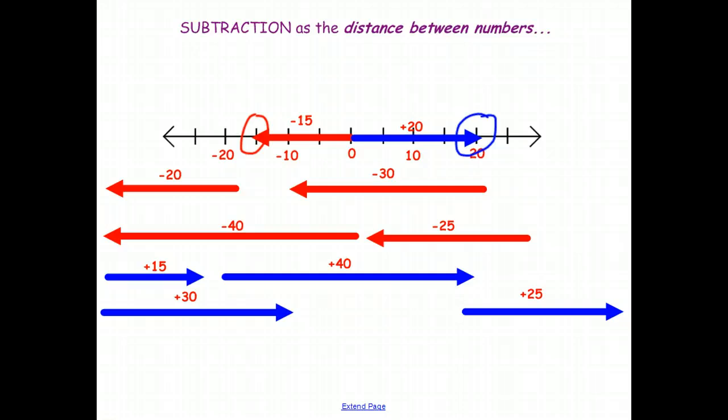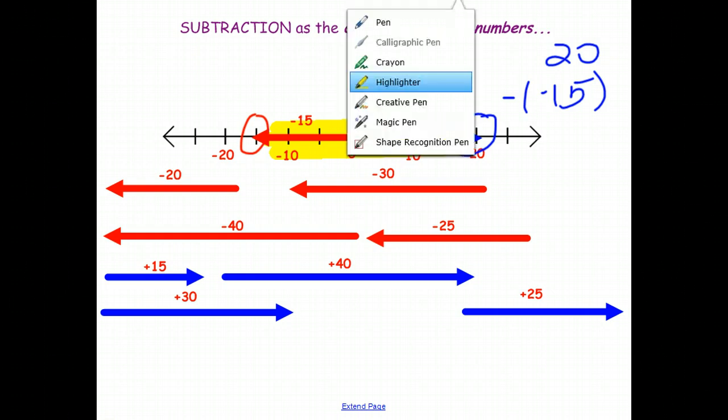Now, if we took subtraction and just looked at it initially as 20 minus a negative 15, it wouldn't be entirely obvious what subtraction is or what it represents. But in this case, if we think of it as the distance between numbers on a number line, we find that this distance from negative 15 to 20 is actually the difference, or the answer to the subtraction problem that we're looking for.